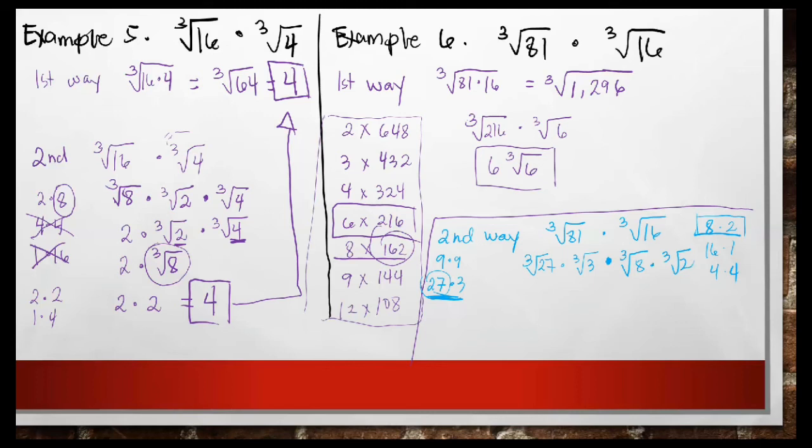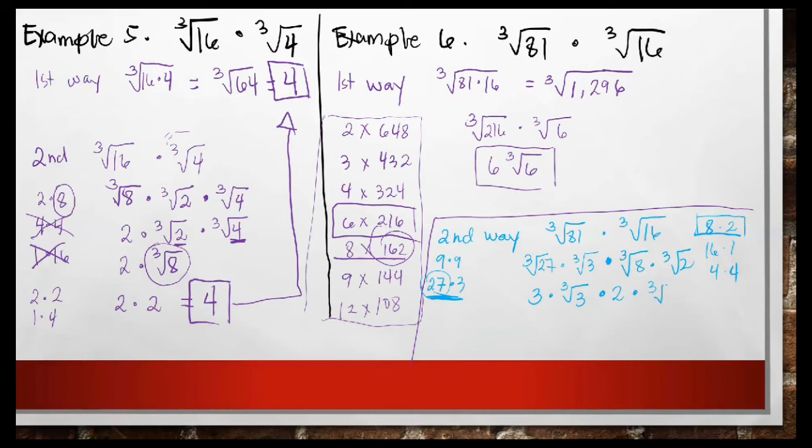Now let's simplify. Cube root of 27 is equal to 3, times cube root of 3, which has no simplified form, so we will copy it. Next, cube root of 8 is equal to 2, so we multiply it here: times 2. And cube root of 2 has no simplified form, therefore we will copy it: times cube root of 2.